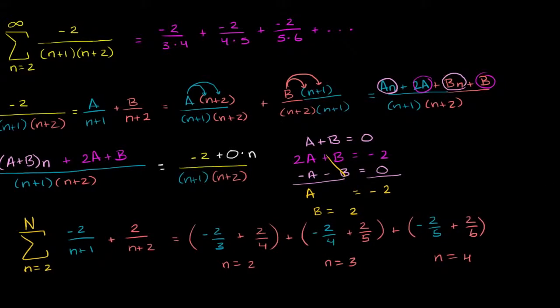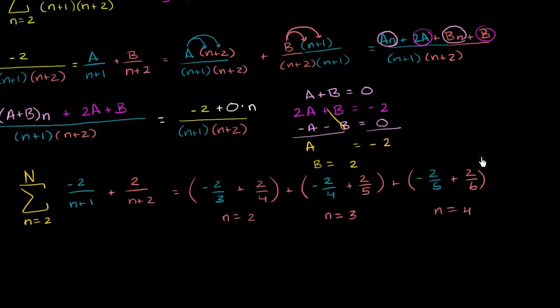Let me scroll down and get some space. We're going to keep going all the way to the nth term. So let me just write plus dot dot dot plus our capital nth term, which is going to be negative 2 over capital N plus 1 plus 2 over capital N plus 2.